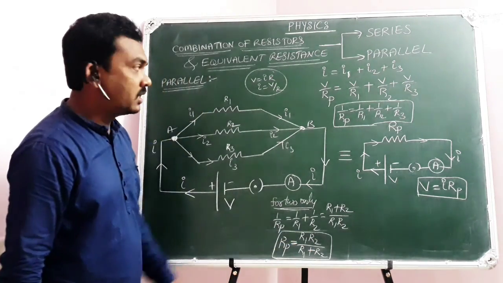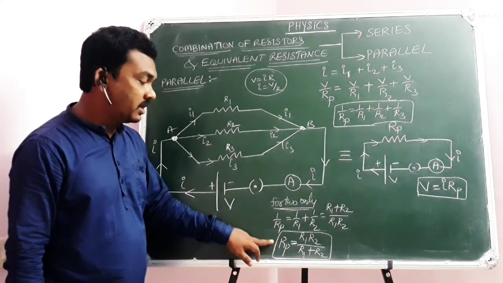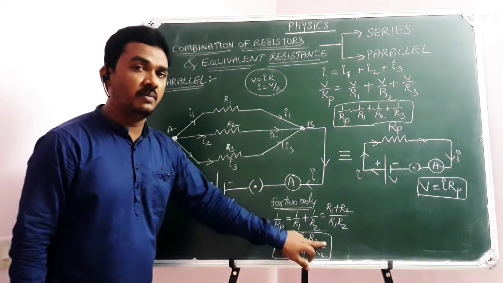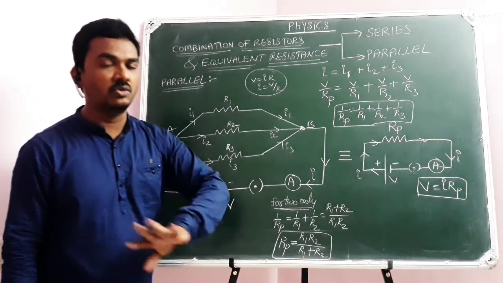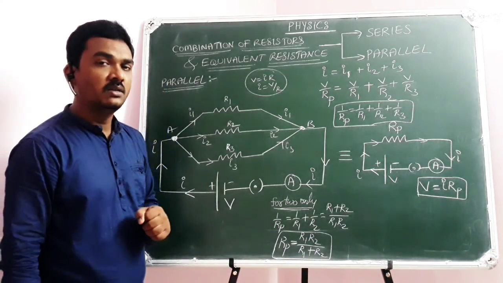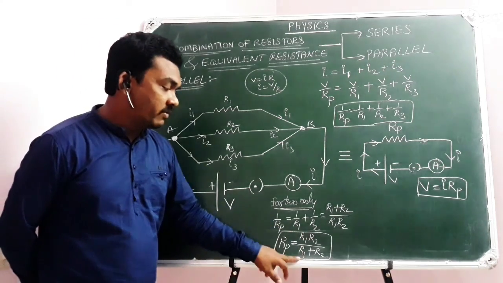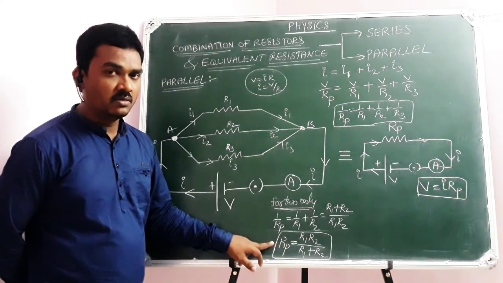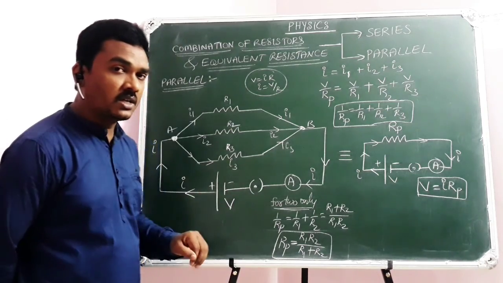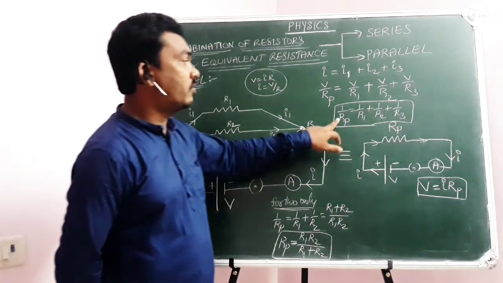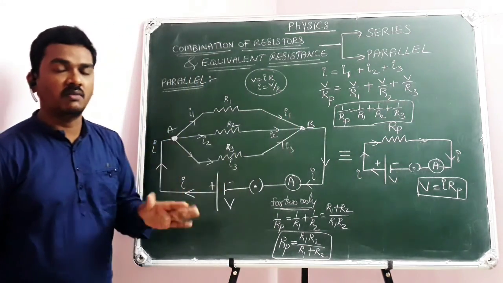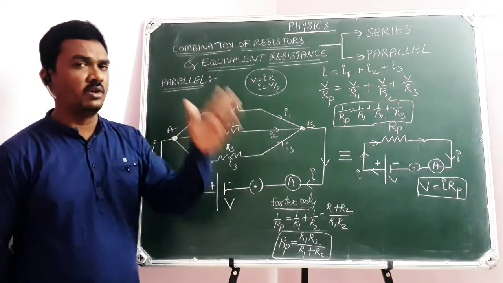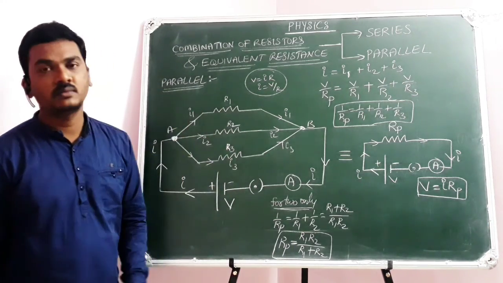You may ask me, sir, if 3 are there, shall I write RP equal to R1 R2 R3 by R1 plus R2 plus R3? No, you should not write that. That's a wrong calculation. R1 R2 by R1 plus R2 is the equivalent resistance in parallel combination only when 2 are there. If 3 are there, or 4 are there, better go for 1 by RP equal to 1 by R1 plus 1 by R2 plus 1 by R3 and so on, as per the number of resistors.